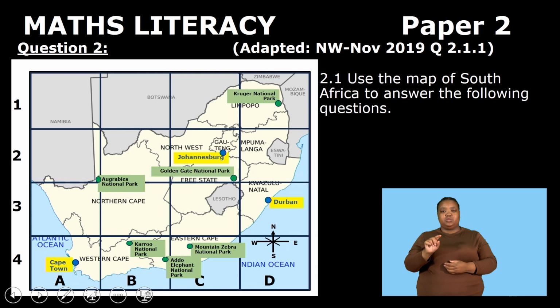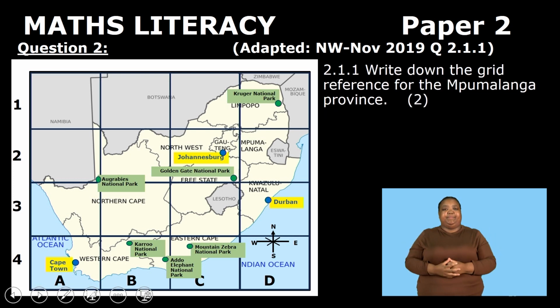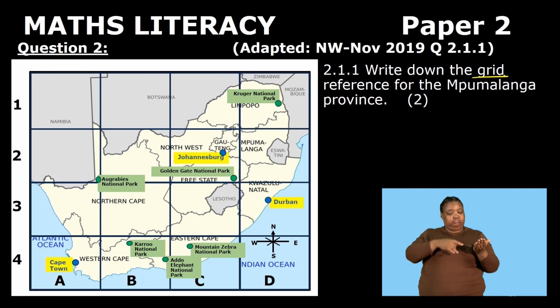Then 2.1, it is adapted from Northwest question paper November 2019. We are looking at question 2.1. Use the map of South Africa to answer the questions that follow. So this is the map given to us. Write down the grid reference for the Mpumalanga province.